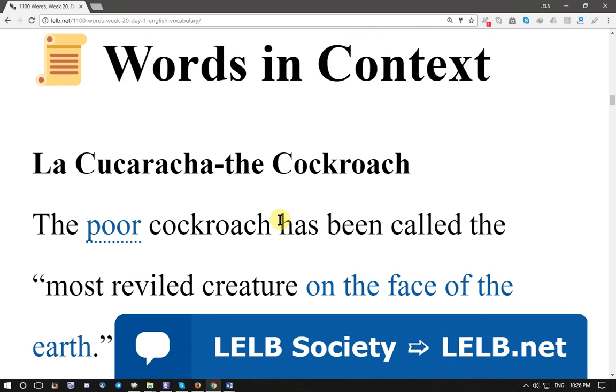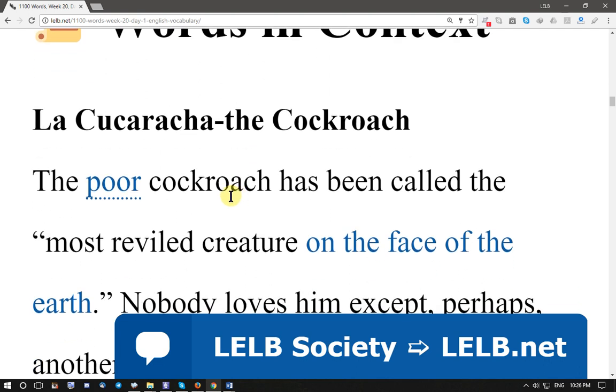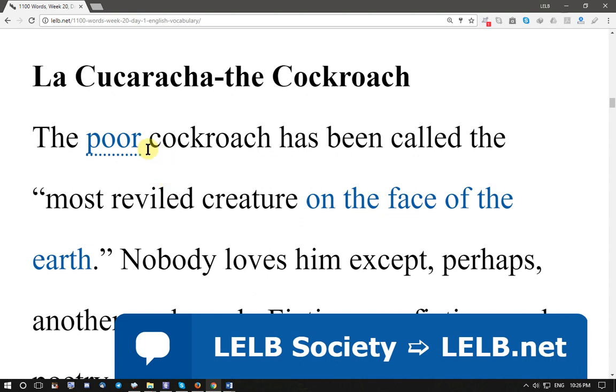And let me show how these words have been used in this context or passage. It's all about cockroaches. Such a disgusting creature, cockroach, and the short form is roach. Okay, the poor cockroach has been called the most reviled creature on the face of the earth. Poor here means miserable, wretched.